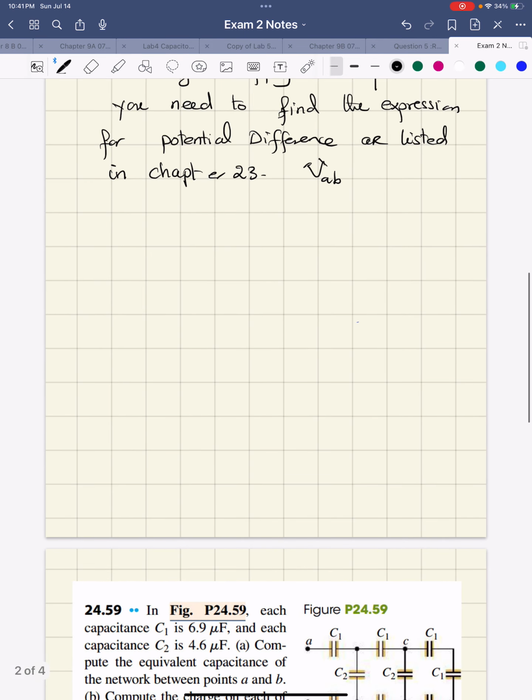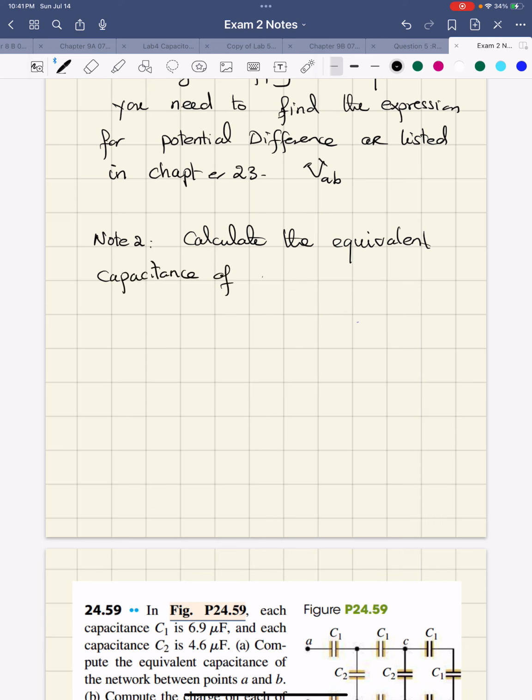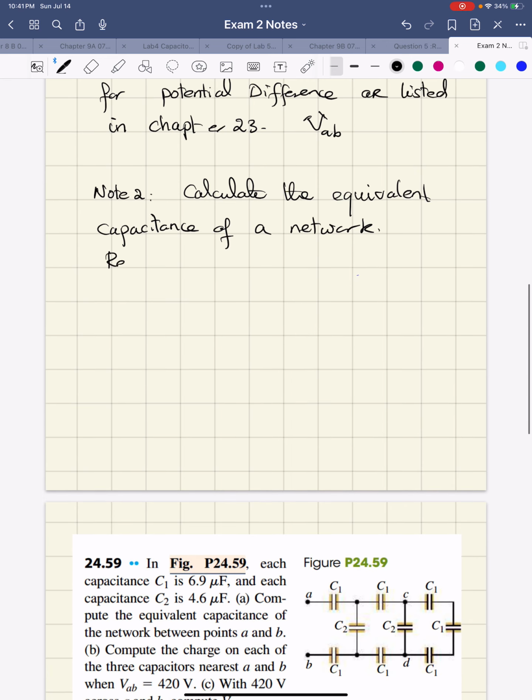Now, note 2 here is when you are going to calculate the equivalent capacitance of a network of capacitors, and of course in the exam for sure you're gonna do that. I want you to remember that.